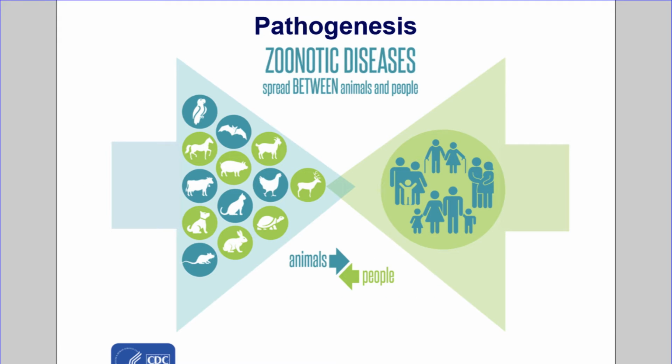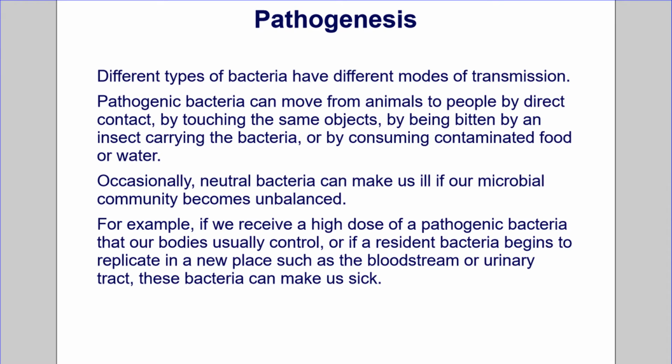Zoonotic diseases spread between animals and people. Different types of bacteria have different modes of transmission. Pathogenic bacteria can move from animals to people by direct contact, by touching the same objects, by being bitten by an insect carrying the bacteria, or by consuming contaminated food or water.